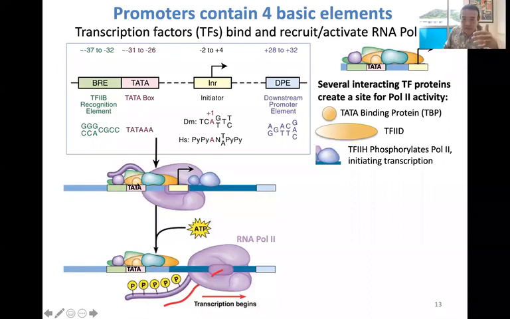Then you have other proteins that also pile on, and eventually they create sort of a shape that is the right shape for the RNA Pol II complex to then also fit on there. And importantly, it's exactly the right shape in exactly the right spot so that the RNA Pol II is lined up so that it starts transcribing at the intended spot.